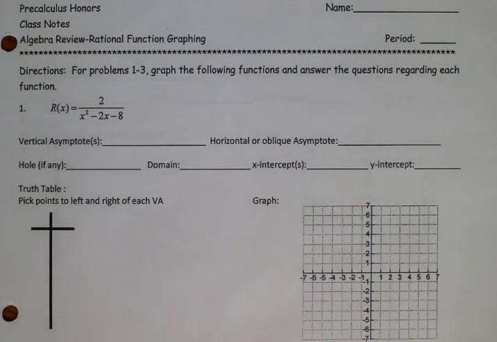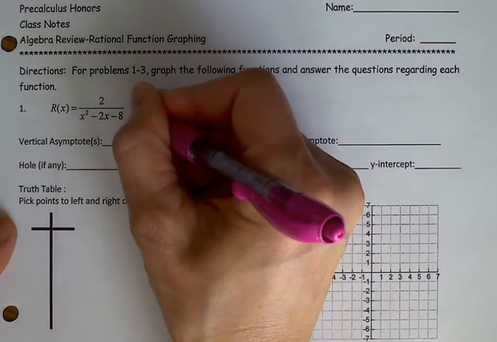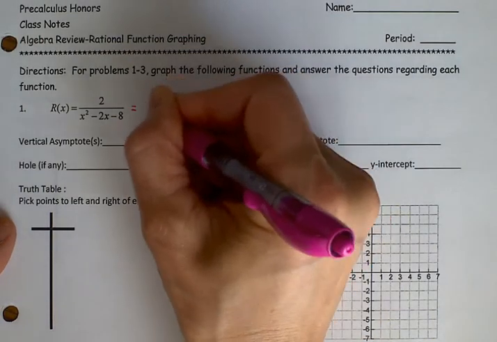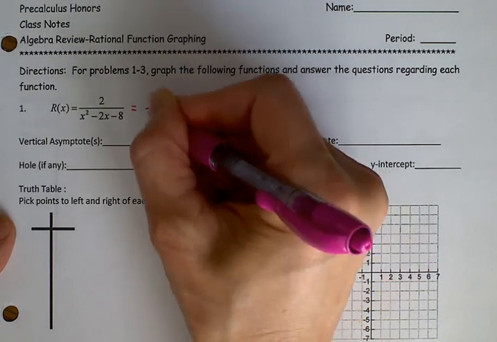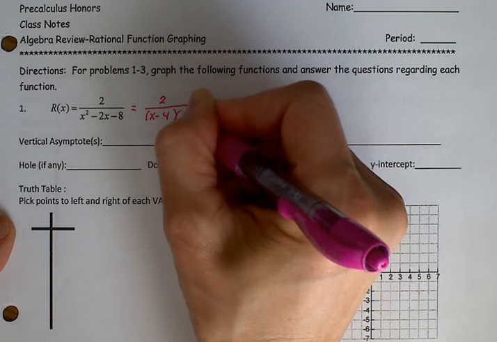Okay, so I'm going to go through 3 problems relating to graphing rational functions. The first one is r of x is equal to 2 divided by x squared minus 2x minus 8. You want to factor the numerator and the denominator as much as possible. The numerator cannot be factored, so I'll just leave it as 2, and the denominator can be factored as x minus 4 and x plus 2.